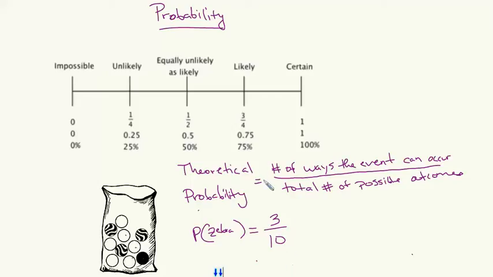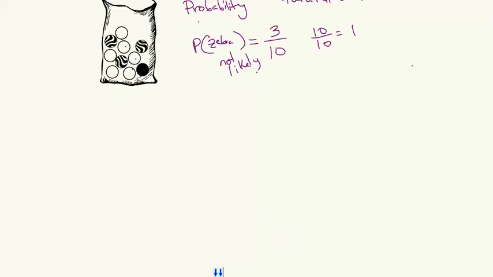or 3/10. Now, if you remember fractions, if I have 10 over 10, that equals 1. So 1 represents a 100% probability that this event will happen. 3 over 10 is closer to 0 than it is to 1. So I know that the probability of choosing a zebra striped marble is not likely. It's possible, but it's not likely.